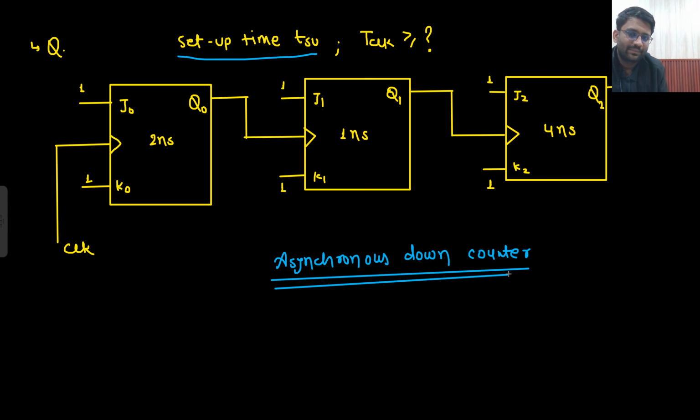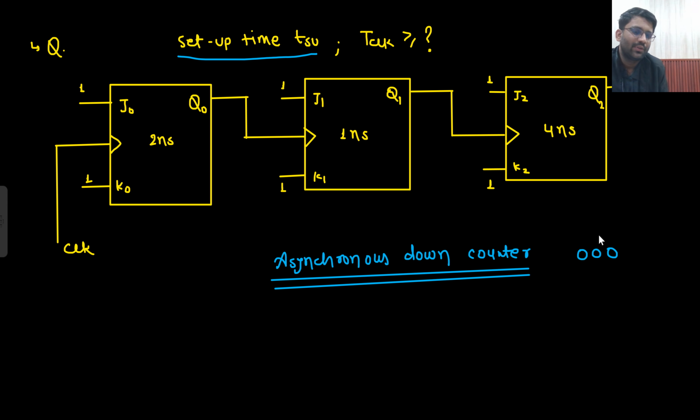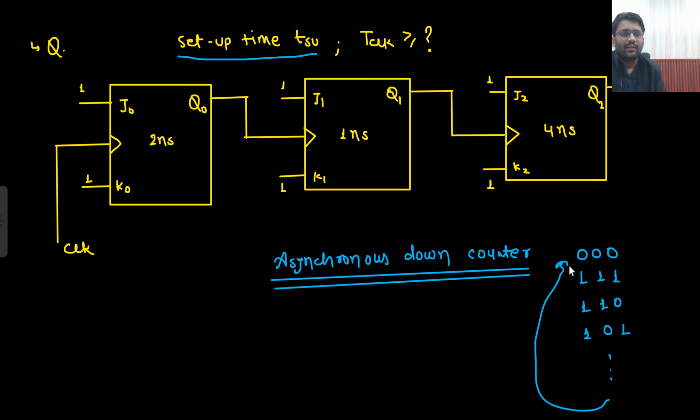Asynchronous down counter. So let's just say initial states are 0, 0, 0. So it will down count. That means it will go to 7, then it will go to 6, and in that manner it will keep on counting down, and then it will again go back to 0. But there will be some condition on T clock for sure. Setup violation and hold violation will not be there, but T clock should be greater than or equal to a certain value. Why is that so?